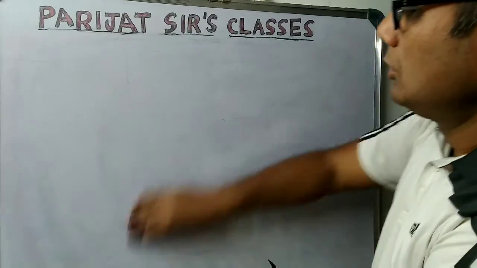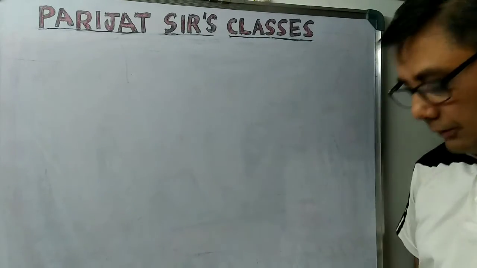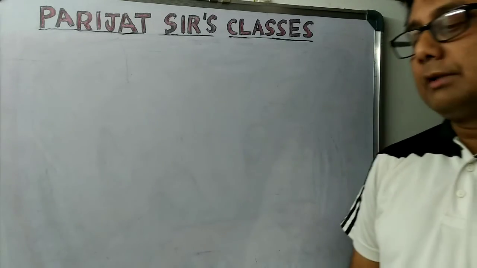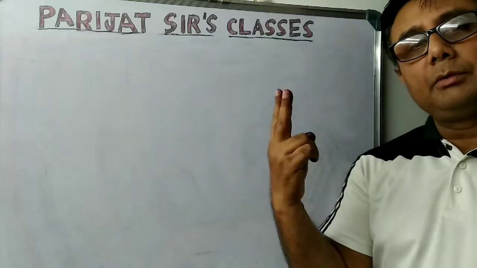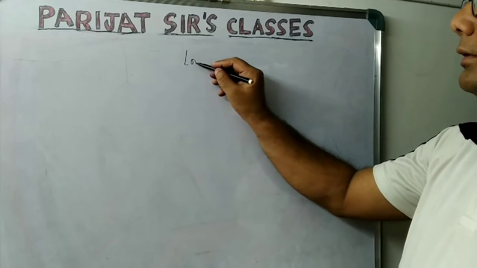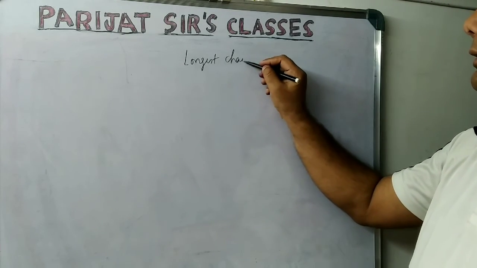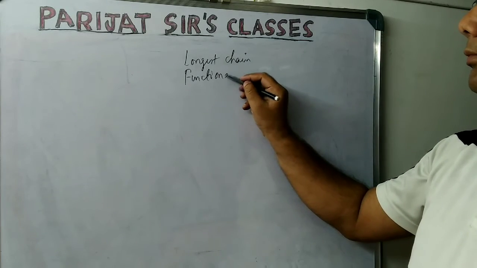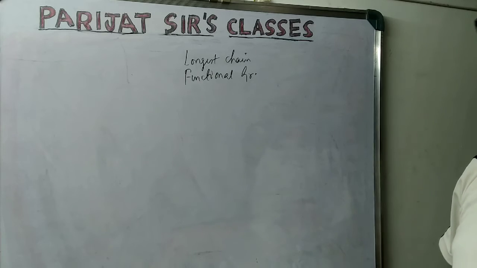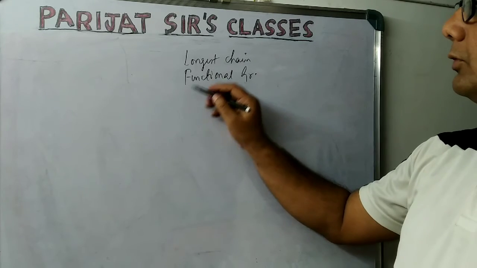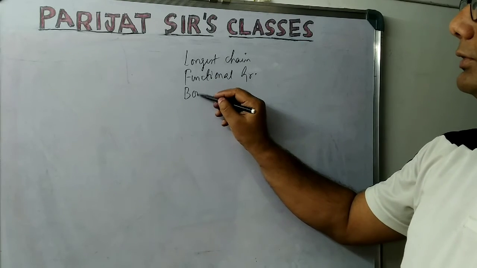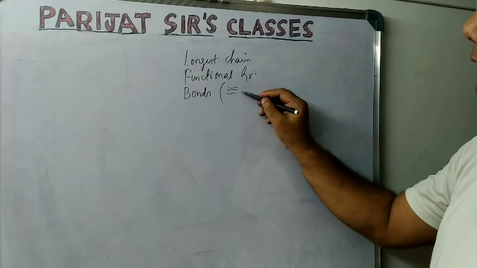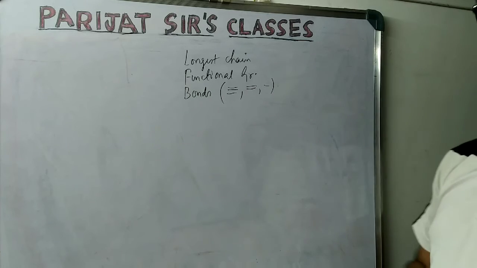So what we have learned today is that the first preference will be given to the longest chain. Second preference will be given to the functional group attached. Functional groups I told you about. Third will be given to the bonds. In the bonds, first preference is triple bond, then double bond, then single bond.